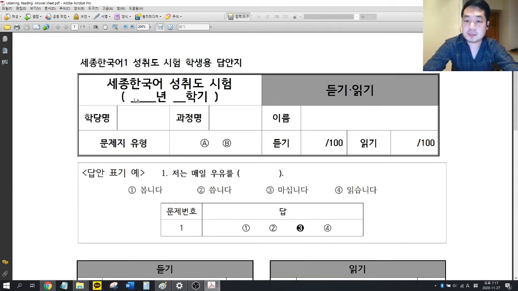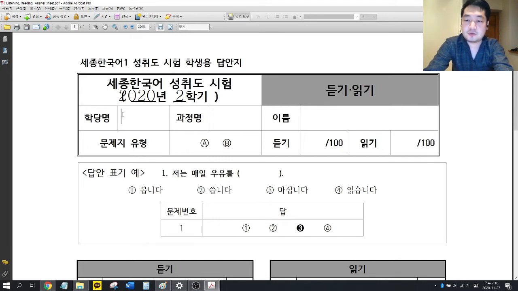So you print this, and then you should write the year here. 2020, and this is second semester, 2학기. Because autumn semester, 가을 학기, is the second semester in Korea. So you write the year 2020 and 2학기. I'm using computer at the moment, but you should print this out and write it with the pen.